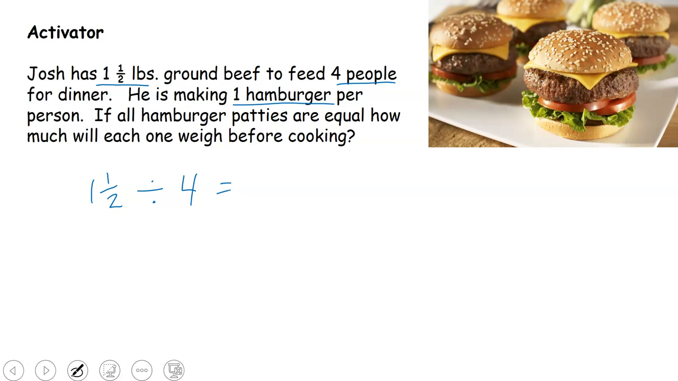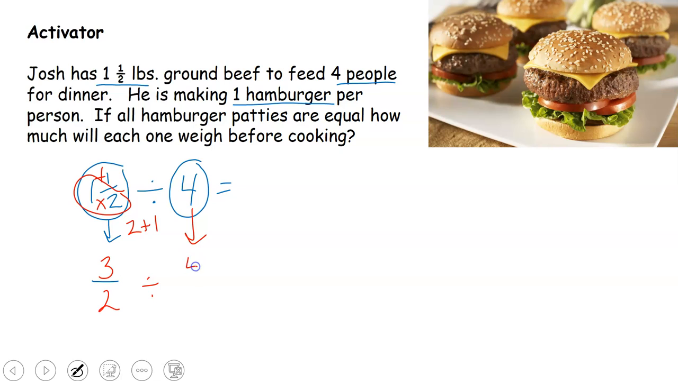Now, to take 1.5 and divide it by 4, I want you to change each of these to fractional form. So this mixed number is going to become an improper fraction. What I'm going to do is multiply the 1 by the denominator, and I get 2. And then I'm going to add the numerator to that. And that 2 plus 1 is going to give me 3. That's the numerator. And then you keep the denominator the same as the original. To change 4 to a fraction, any integer, you just place it over 1 to make it a fraction.